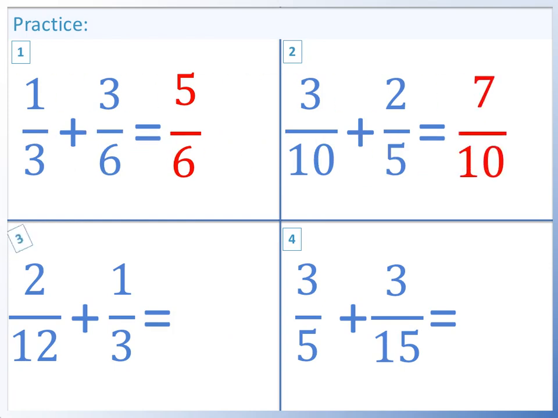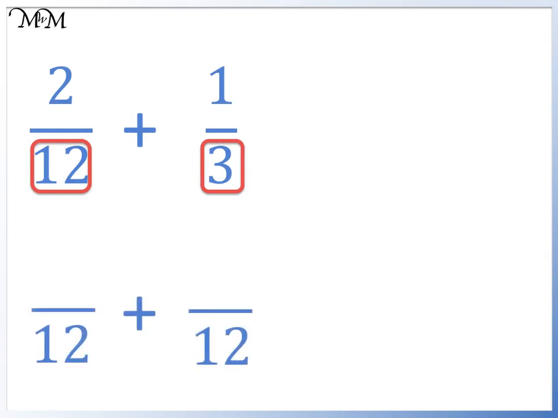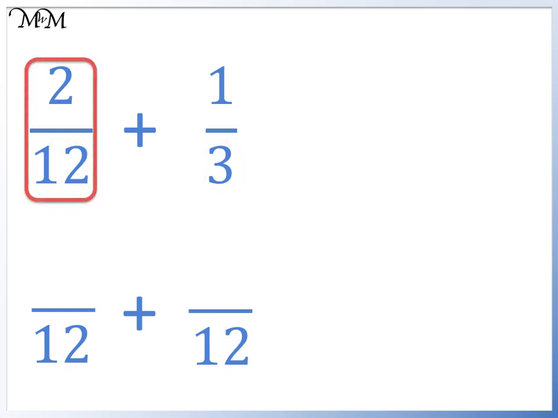Question 3. 2/12 plus a third. Looking at the denominators, we can see that 3 divides into 12, so 12 is our common denominator. 2/12 already has a denominator of 12, so we can keep it the same.